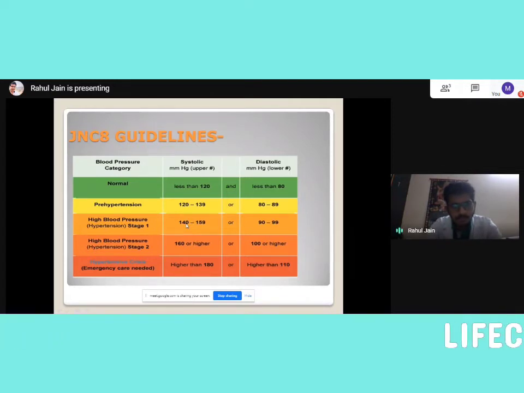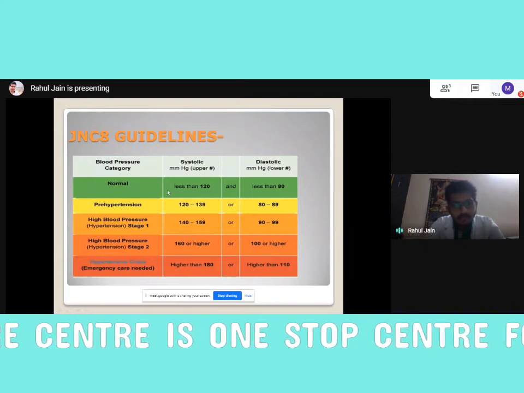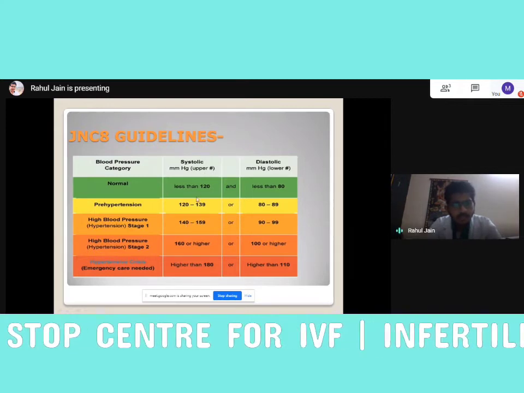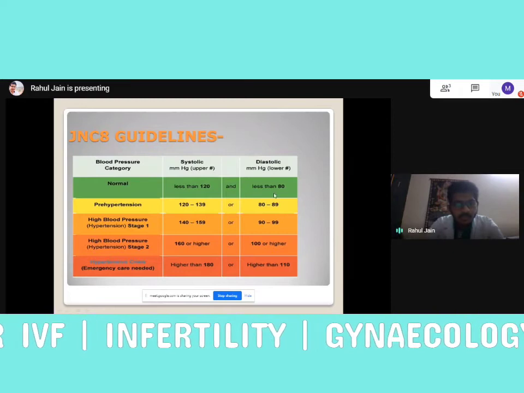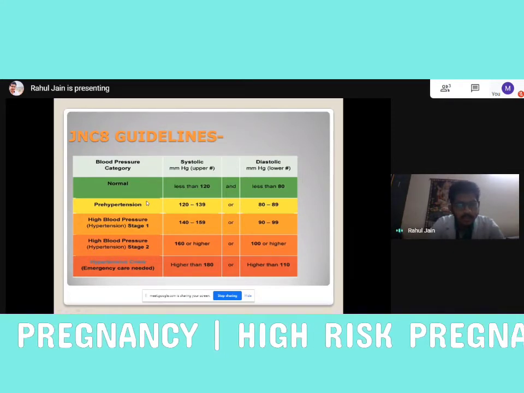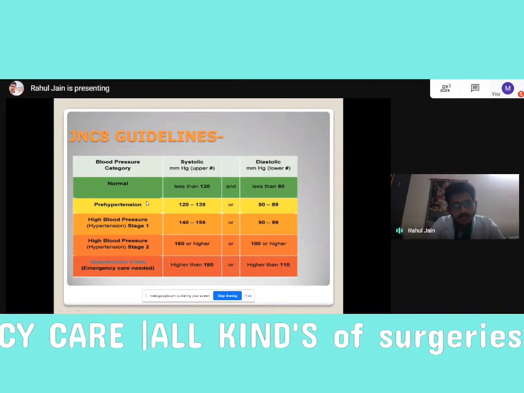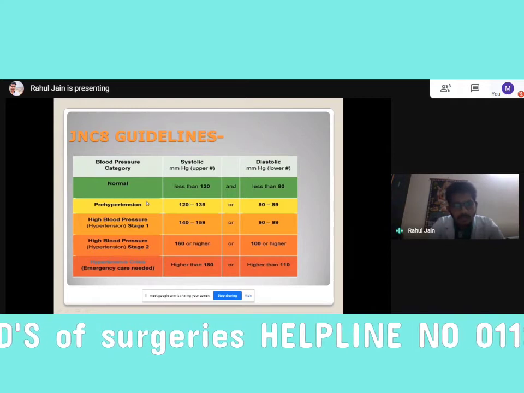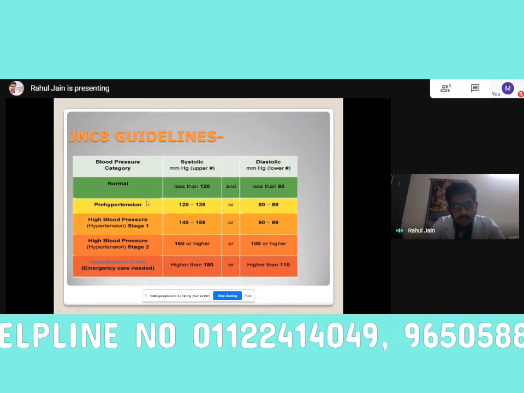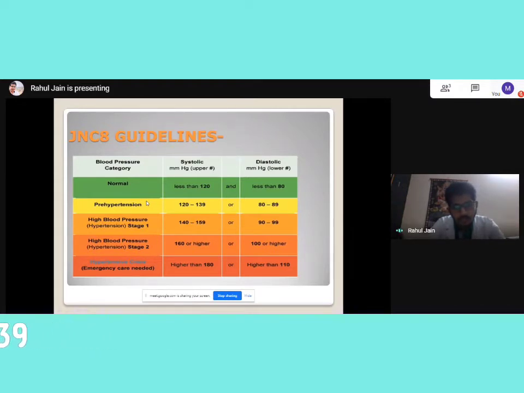But what is important in this slide is the people who have their blood pressure in the range of 120 to 139 and diastolic 80 to 89, which comes under pre-hypertension. These are the people who are today's target for prevention of lifestyle diseases, and they can start adapting lifestyle changes from a young age, so that they don't develop hypertension in later stages of life. So this pre-hypertension is very important.